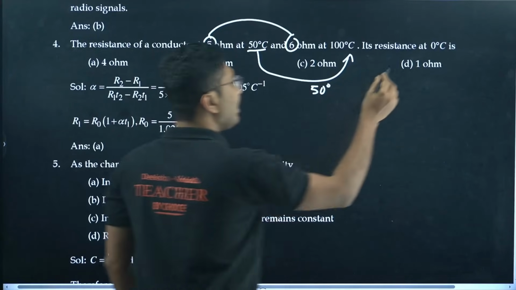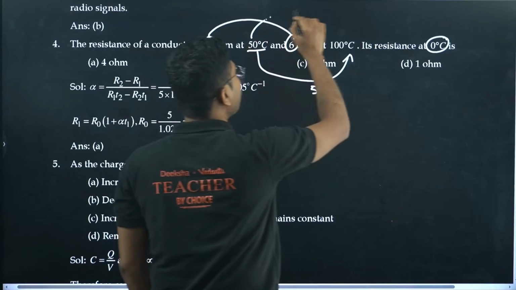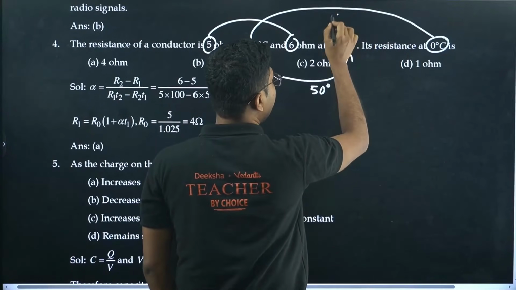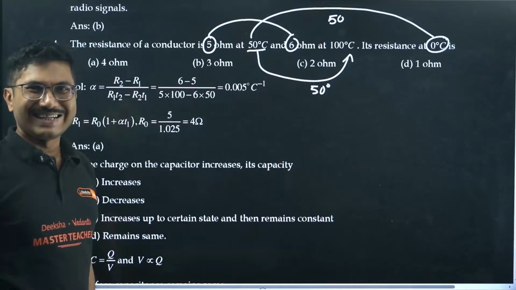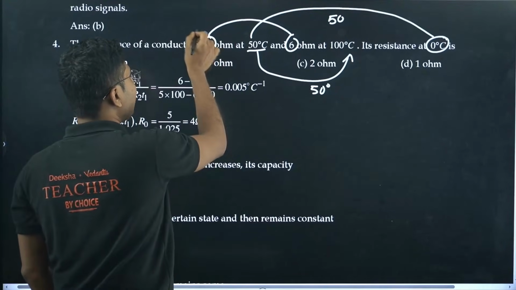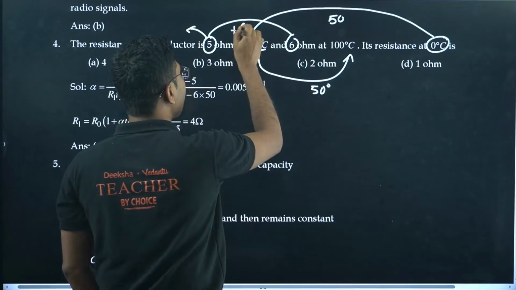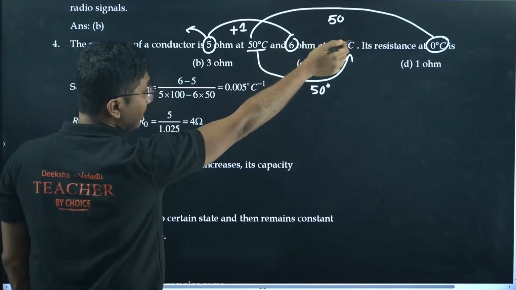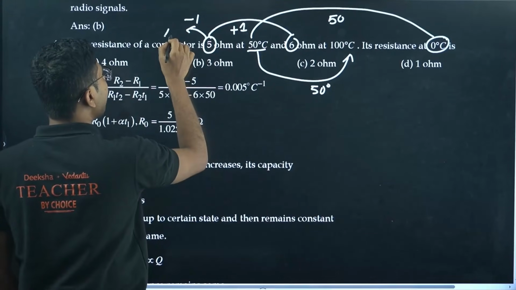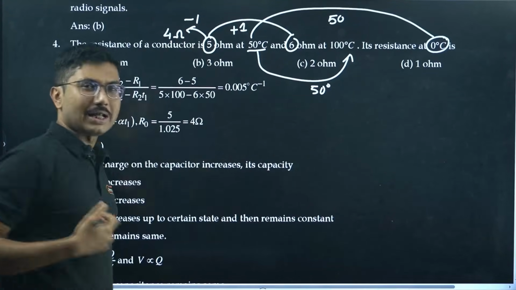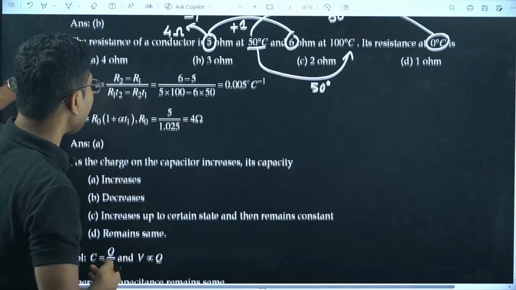Now the final temperature is 0 degrees Celsius. What is the difference between 0 and 50? Again 50 degrees, but in the negative direction because temperature is decreasing in this case. So resistance must decrease by the same amount. Here resistance was increasing, so it was plus 1. Now, because temperature is decreasing, resistance must decrease by 1, so it will be 4 ohm. That is a logical answer to the same question. You don't need to do the mathematics. If you are not sure, you can answer it logically as well.